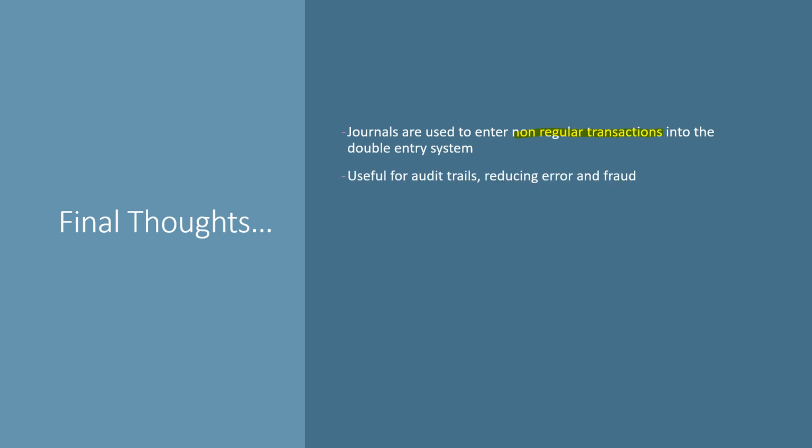Okay, so just some final thoughts then and a recap on what we've been through. Journals are used to enter non-regular transactions into the double entry system. They're useful to create audit trails and reduce error and fraud. They also act a little bit like a notebook, so it helps you remember why the transactions were put in the first place. They're commonly used for your payroll entries and your irrecoverable debts. And remember, they must always balance.